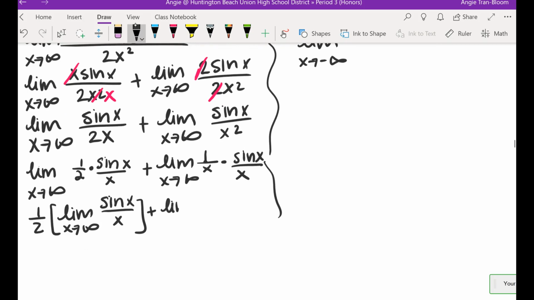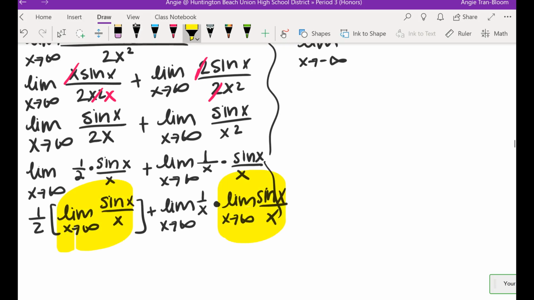So this is the limit as x approaches infinity of 1 over x times the limit as x approaches infinity of sine x over x. I'm going to highlight these things right here. What do those things give us? 0. 0 times anything is 0. I don't even care what this is. The moment that's 0, do I care what that is? No, technically, that's still what?